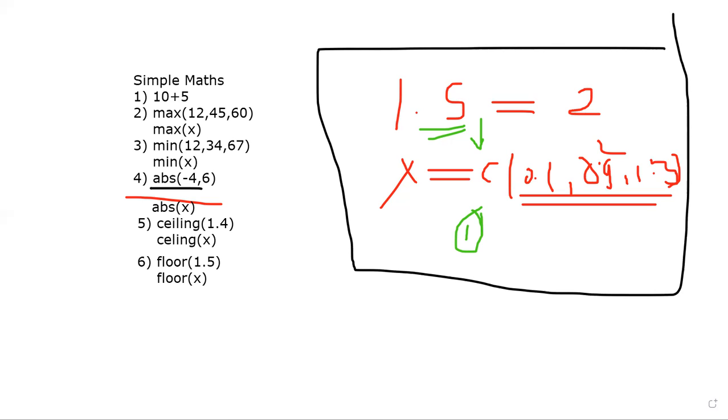Similarly, if we want to round these values in the downward direction, I'll use the floor function. It will round off these numbers in the downward direction, so I'll get 1, 3, 6. This is the way we perform some simple maths.